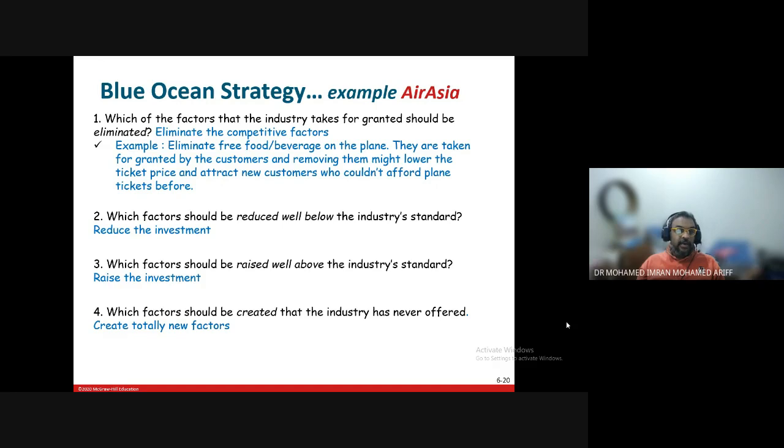Another thing that has never been offered before is AirAsia was the first company in Malaysia to provide online booking untuk penerbangan. Before this, kalau you nak naik MAS, you have to buy ticket over the counter. You kena pergi MAS office. You maybe kena telephone and give your credit card and so on. But AirAsia was the first company in Malaysia yang allow you to buy your ticket semuanya online. That has never been offered. Okay. Question number 2. Senyap question number 2. Which factor should be reduced?